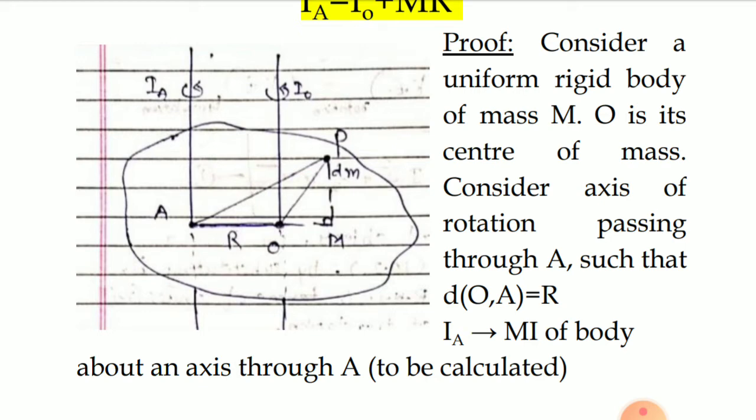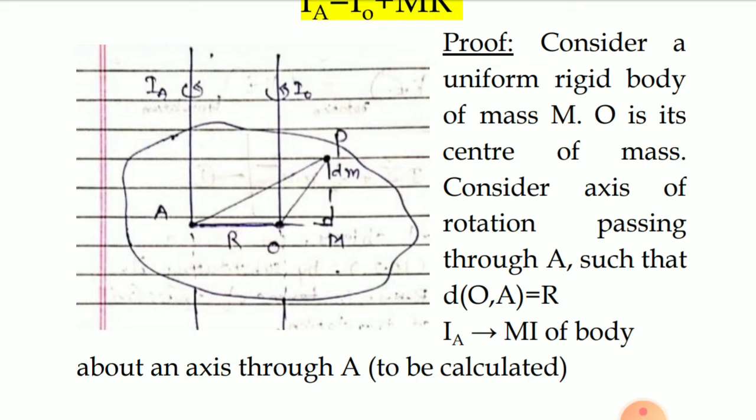O is the center of mass of the body. The MI (moment of inertia) of this body about an axis passing through O is known to us, and that MI is to be taken as IO. So this IO is known to us, or maybe a formula for IO in the case of standard bodies will be known to us. A is any other point on the body. It can either be on the body or even outside the body.